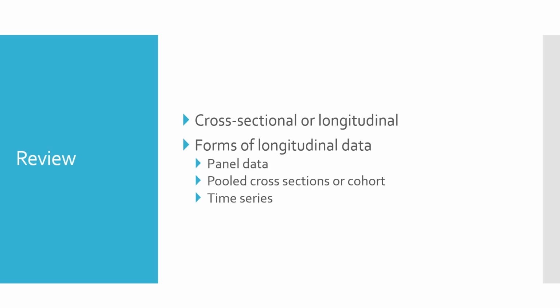Within longitudinal, we distinguish between three types of longitudinal data. Panel data, which followed the same individuals over time. Pooled cross-sectional data, also called cohort data, which followed different time periods but different individuals at each time period. Or time series data, which was a single aggregate snapshot at each time point.